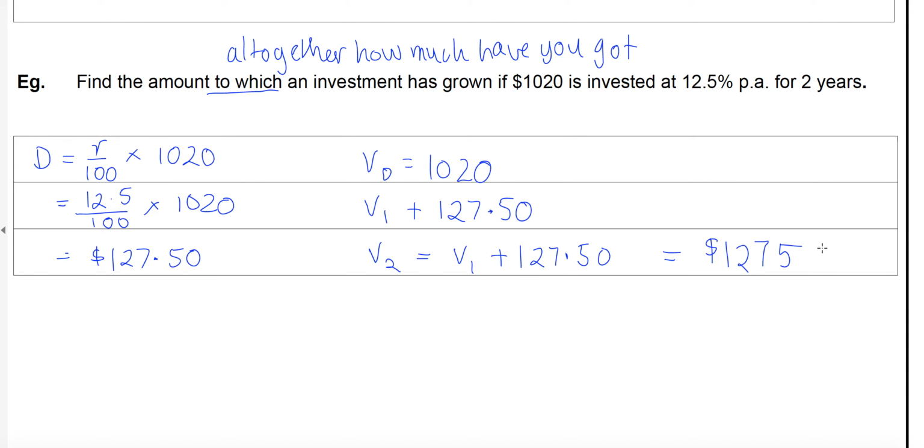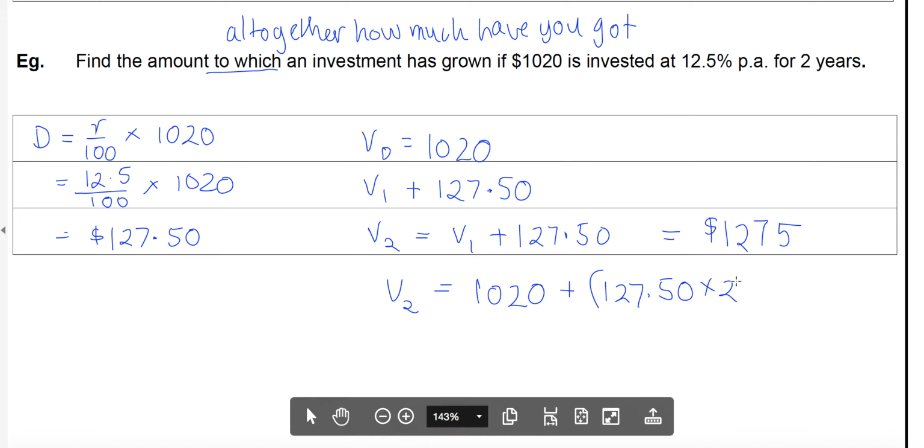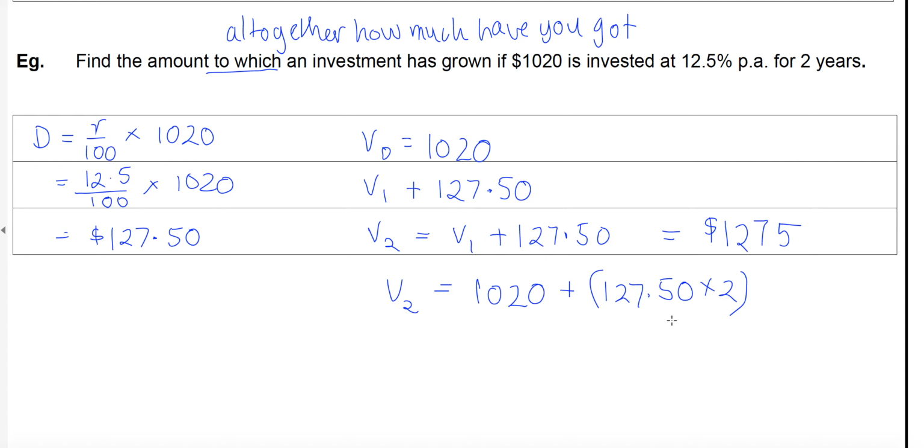In other words, what we've actually done, and this is probably a good segue for the next thing that we're going to look at, is that really what we've done is added 127.50 twice. So it could have been done like this. 2 lots of 127.50 since we earned that each year, and that's added on to 1,020.